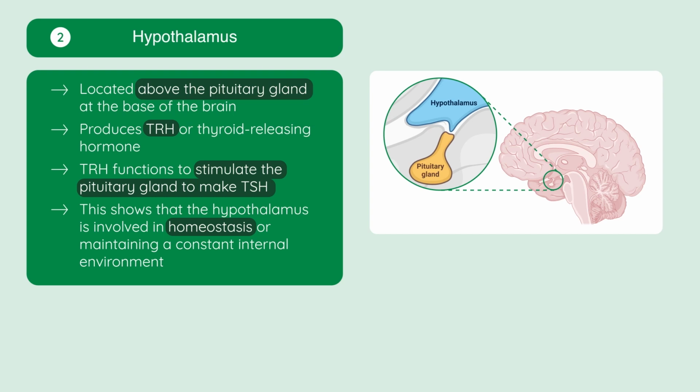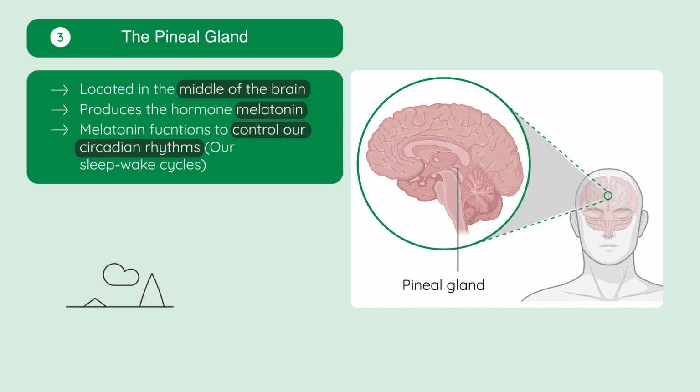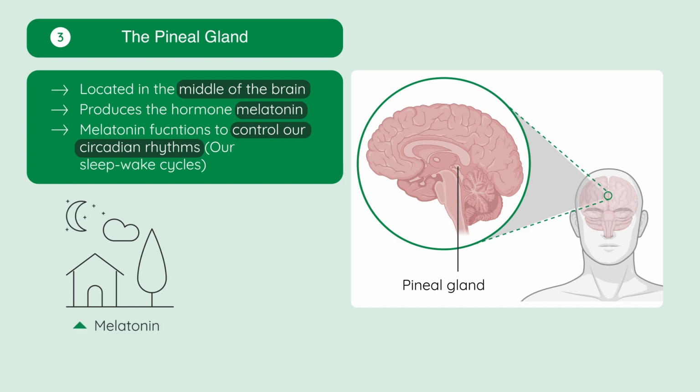The pineal gland is located in the middle of the brain. It produces the hormone melatonin. The function of melatonin is to control our circadian rhythms, or our sleep-wake cycles. When it starts to get dark outside, more melatonin is produced, which promotes sleep anticipation, and this makes us drowsy. However, if we spend too much time on our phones before bed, the blue light emitted by these devices can decrease the amount of melatonin that the pineal gland produces, making it harder for us to fall asleep.